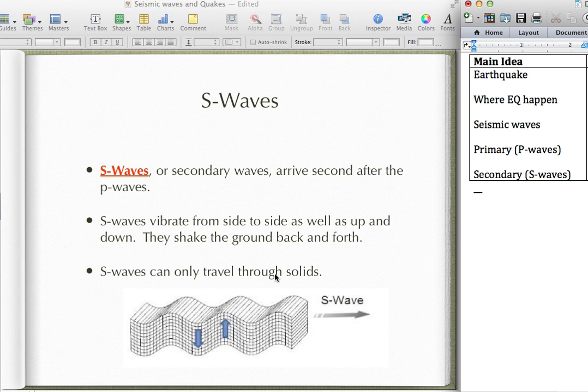Right? Liquids can be compressed and expanded, but if you try to shake a liquid side to side, it just kind of sloshes and it won't carry the vibration through it. So S waves, crucially, cannot go through the outer core. And this is actually how we figured out that the outer core was a liquid, because we noticed that S waves from an earthquake didn't make it all the way to the other side of the Earth. Only P waves did. So that's how we figured out there had to be some liquid in the way. So S waves can only go through solids. They cannot go through liquids.